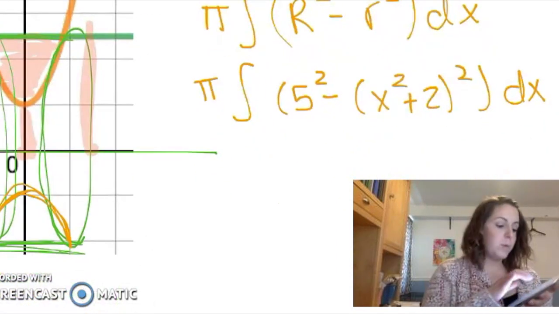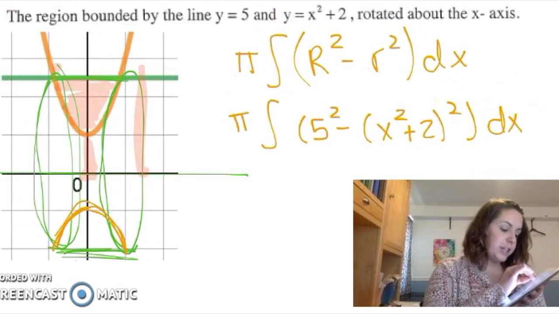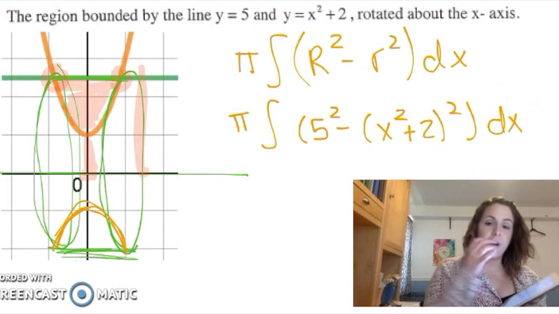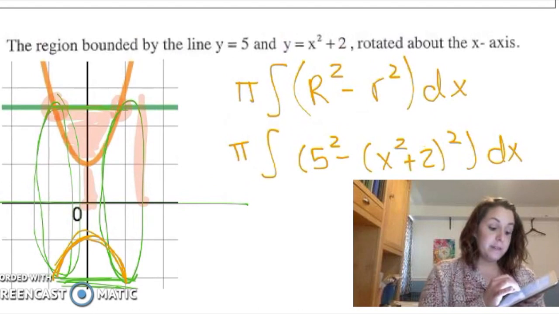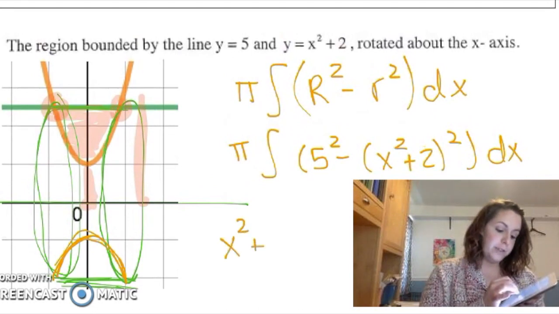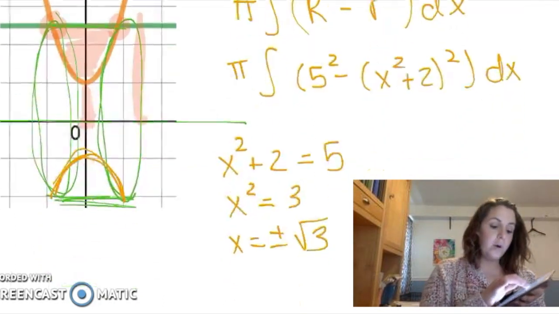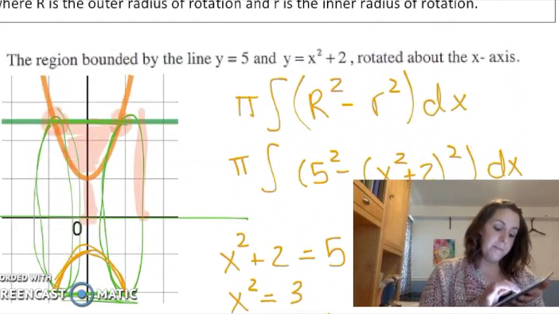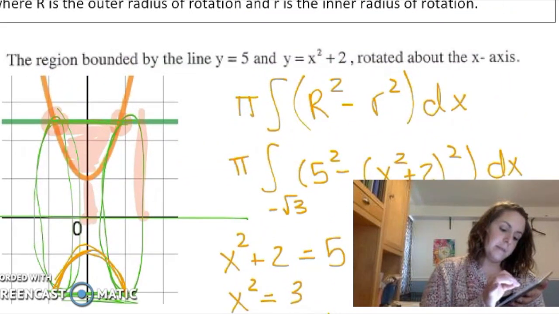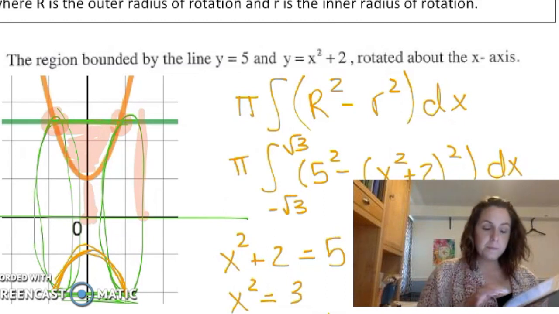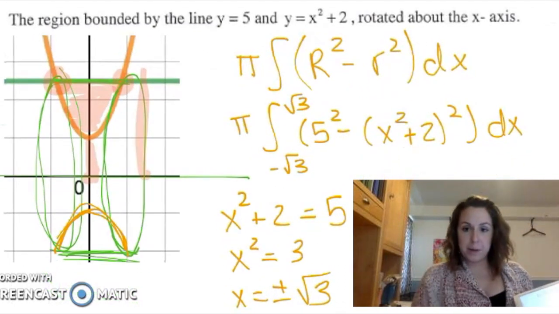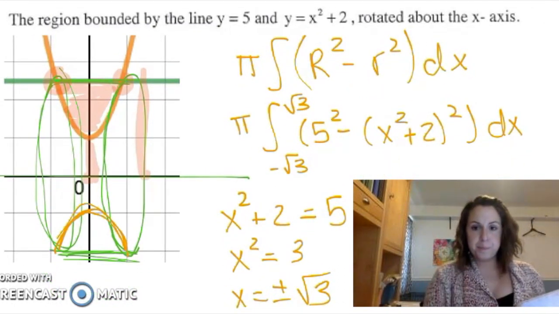Now what are my bounds? Well, let's look at that region. That region goes from right there to right there, and I want the x values. So what I'm going to do is I'm going to set these equal. x squared plus 2 equals 5. x squared equals 3. So x equals plus or minus radical 3. So this is going from negative radical 3 to positive radical 3. And then I could integrate that and I would get my volume.